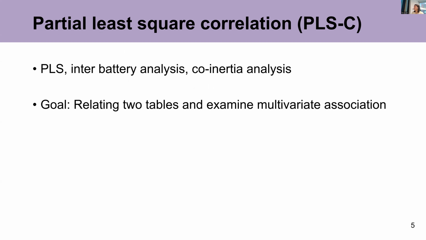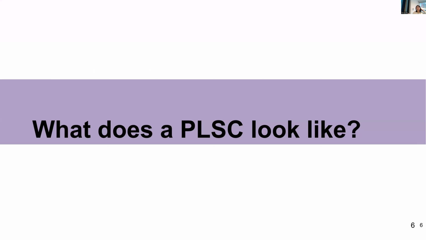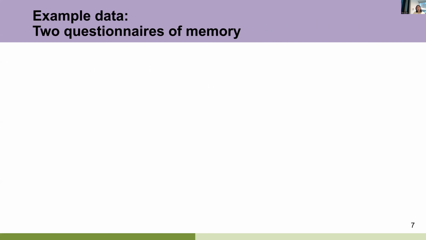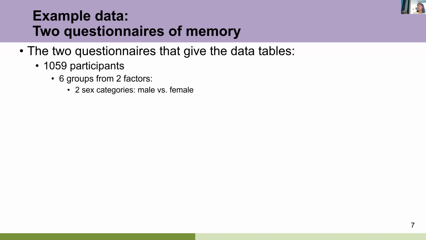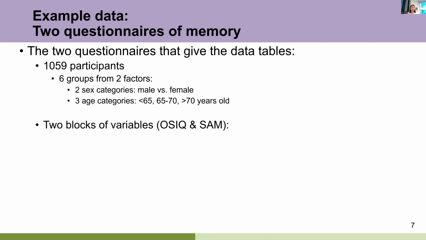Okay, so what does a PLS look like? I'm going to show you two examples. One is with questionnaires of memory. This is a short example with only a few variables. Here I have 1,059 participants. They could be grouped into 6 groups according to 2 factors: the sex categories and the age categories. And we have 2 blocks of variables that we want to look at the association. One is the OSIQ and one is the SAM.